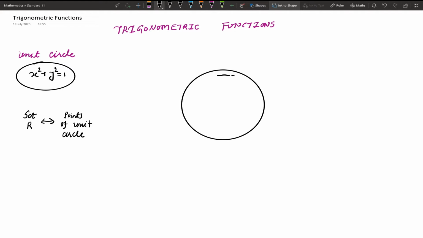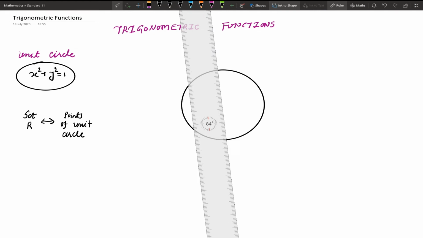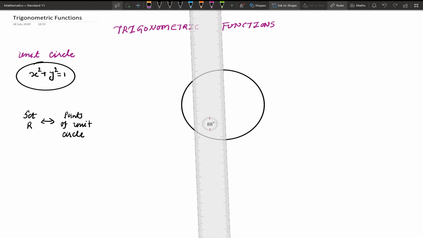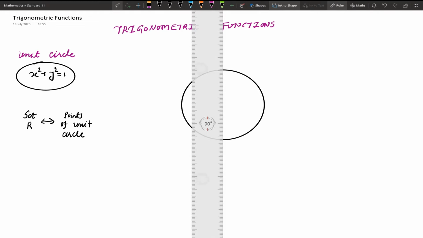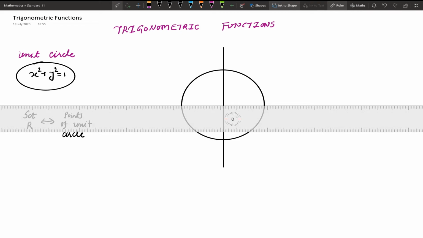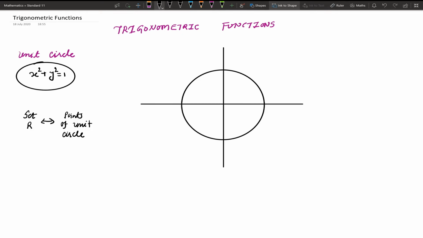So this is unit circle. Circle with center at 0, 0 and radius is 1. So this is unit circle. X axis, y axis.